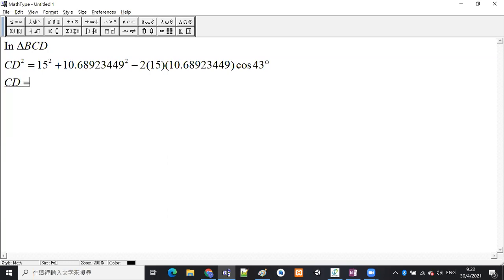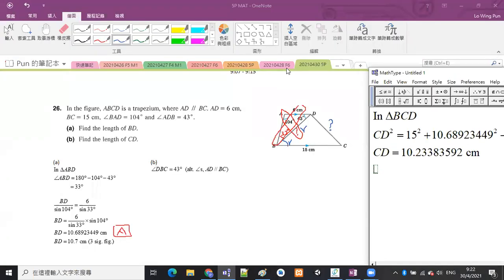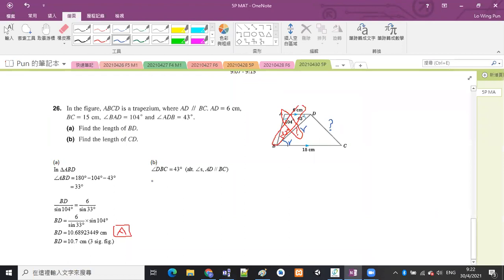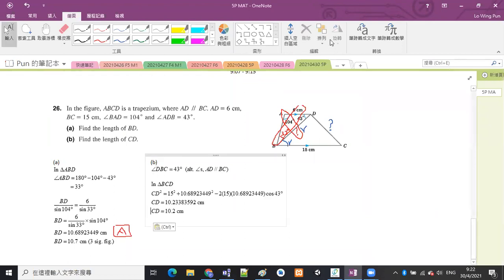CD is equal to 10.233833592 cm. As CD will be the final answer, so we better take 3 significant figures for this. Should be 10.2 cm. Is that okay? So that is the final answer of part B. Okay.